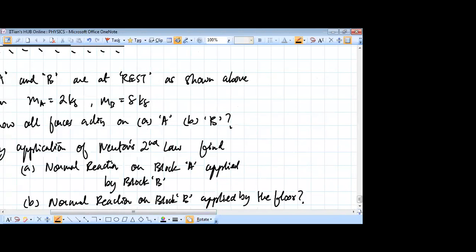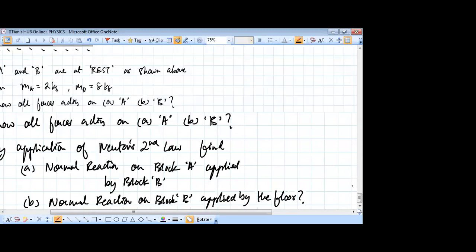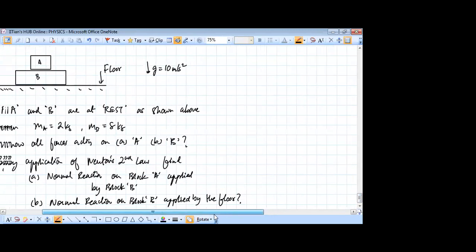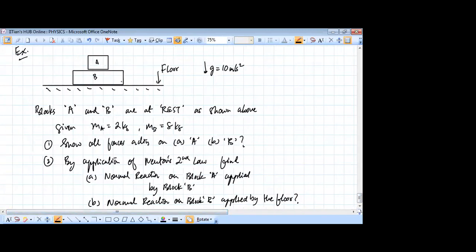Now you have to just extrapolate a little bit on the last example that we did to understand this. It's not very difficult, but just individually think of each block. Individually think that on A, how many forces are acting, what those forces are, and therefore how you can calculate them by applying Newton's second law. Similarly, individually think on B what all forces are acting and who is applying them. Then you'll understand this very easily. Just try this out.